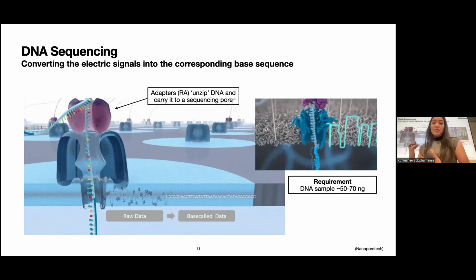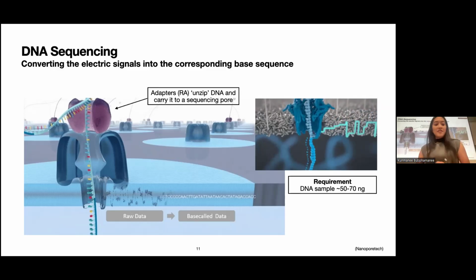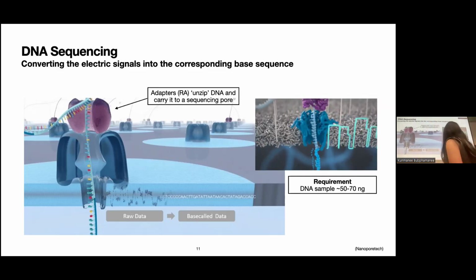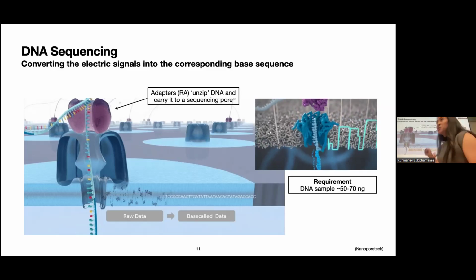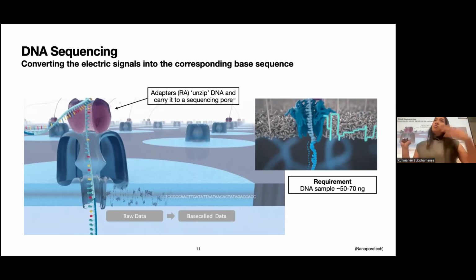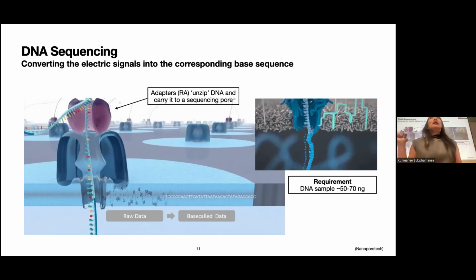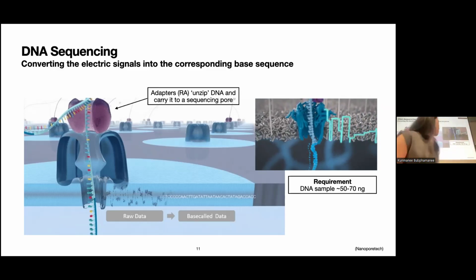Yes, the protocol requires about 50 to 70 nanograms of DNA, but since we struggle with some strains that don't grow that much, we put it lower down to like 20, and we still get some data from it.